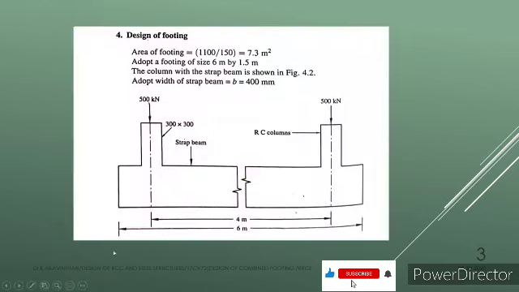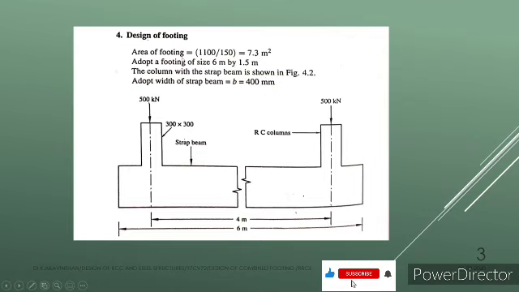Next, in this picture you can see the center to center distance between the columns is 4 meter, and now we shall design the size of the footing. So we need an overall length and the width. So let us identify the length and width of the footing. In order to find that, you have to use this formula, that is safe bearing capacity equals load divided by area of footing, which I have discussed in the previous lecture.